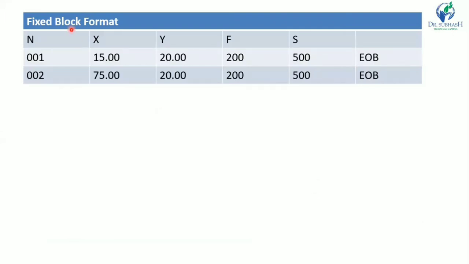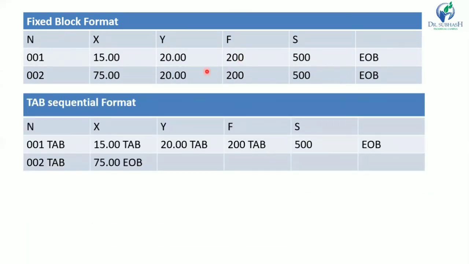Now let us see the fixed block format. Here X is 15, Y is 20, F is 200, S is 500, end of block. Now you can see that 20, 200 and 500 are repeated, so that is why we have to write them in all the blocks. Then in tab sequential format, you can see each word is separated by a tab: 15 tab, 20 tab, 200 tab, then 500 and end of block.